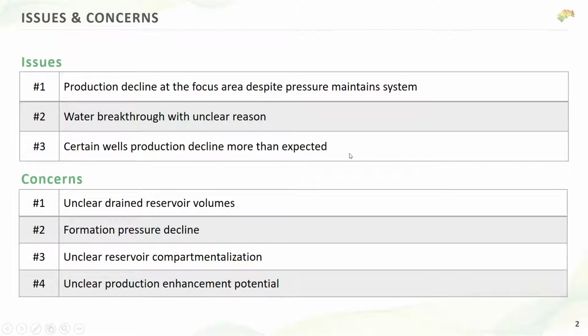And if you have production decline more than expected in some wells, we can focus on those wells and also understand what is going on. And if you are not sure about the reservoir volumes, we can clarify the drained reservoir volumes, or the reason for formation pressure decline. Or if you have several partially sealing faults and you are not sure whether they are completely sealing or not, we can reveal the reservoir compartmentalization. And if in general you have an area of the field or the whole field with unclear potential for production enhancement, we can clarify this.